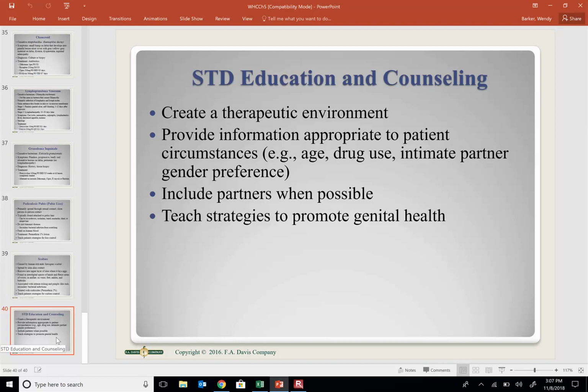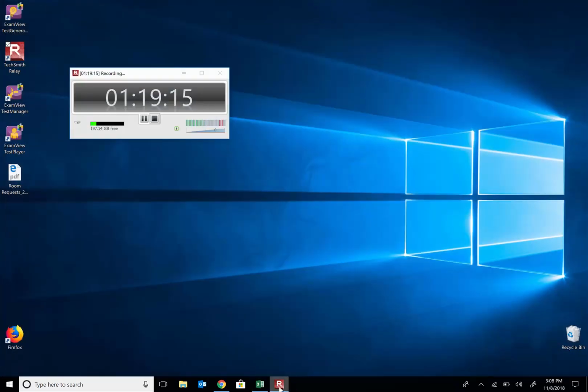So we need to make sure that we use our therapeutic communication for one, okay? And that we're teaching our patients about the risks associated with contracting STDs, ways to prevent getting an STD, why it's important to include partners in diagnosis and treatment, and things like that. Okay, so what would our education and counseling be for our patients? All right, so let's just review my notes.